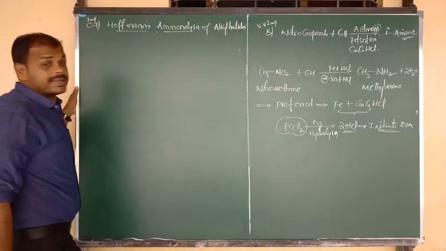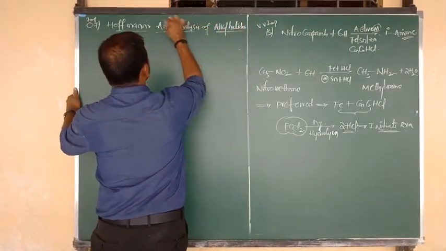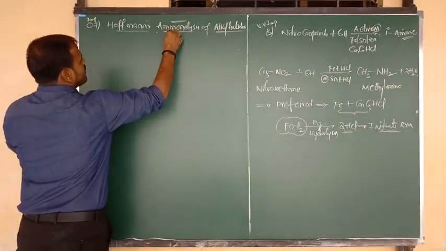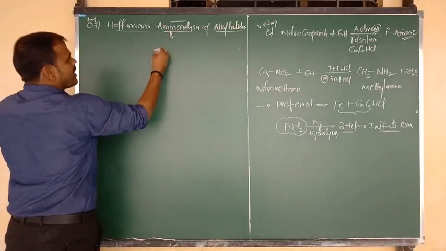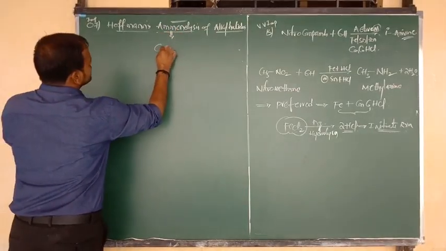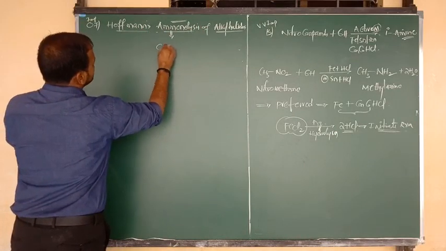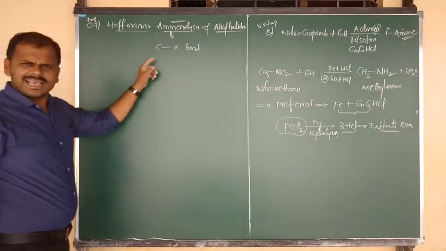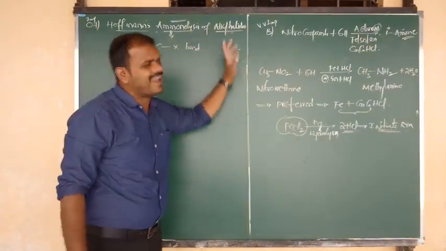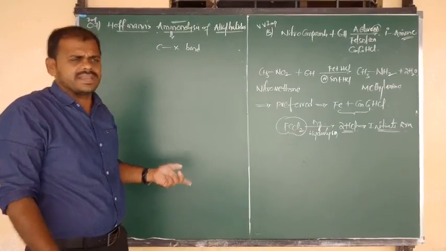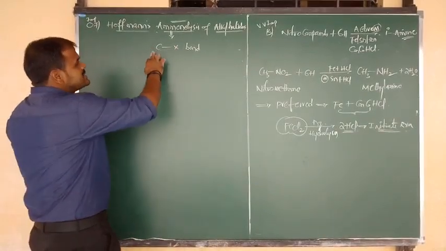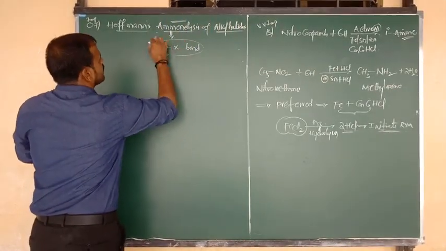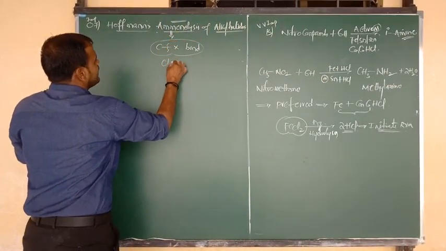So let us consider first of all, sir, what is meant by ammonolysis? Okay, now I am going to show you the definition of ammonolysis. In the process of ammonolysis, first of all, I am going to consider a bond. The bond is nothing but the C-X bond. C-X bond is the bond we can see in alkyl halide, RX. R means CH3. So C bonded to X. So the C-X bond which is present in alkyl halides undergoes cleavage.